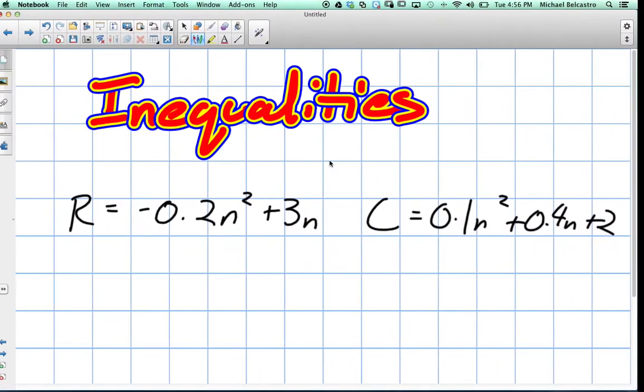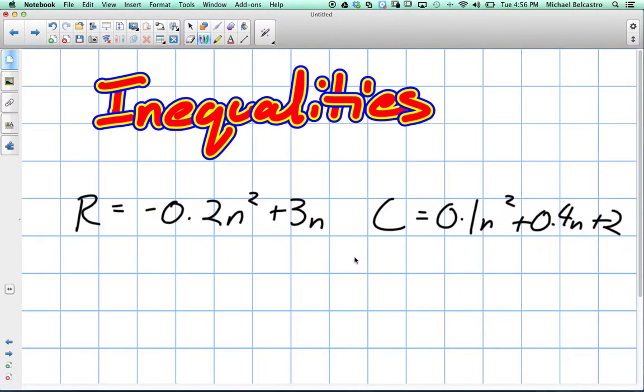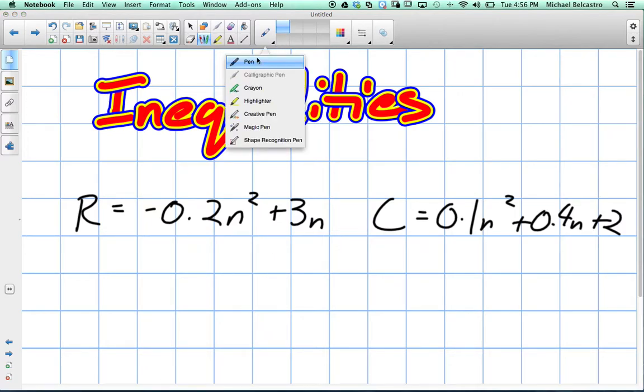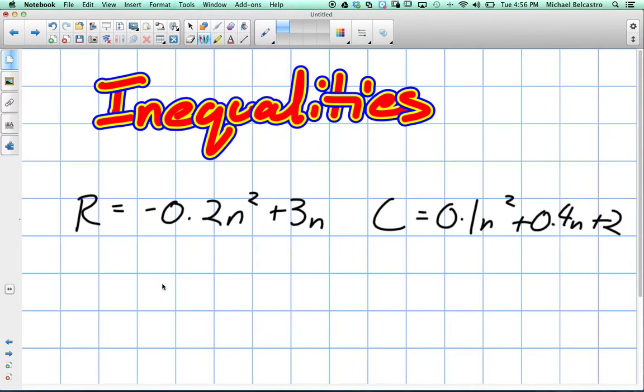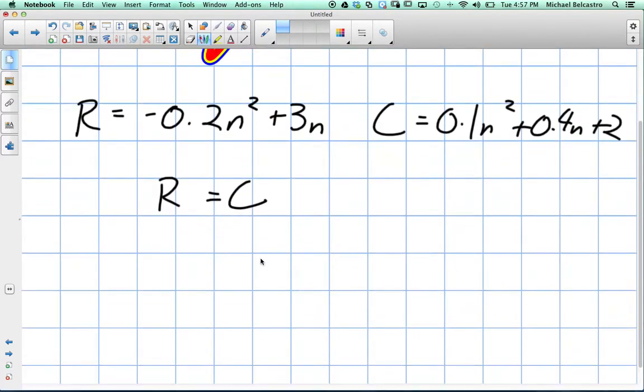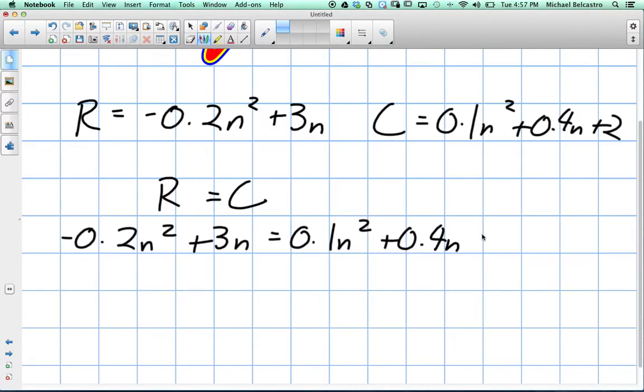So one way we can figure that out is to figure out where the two points are. We can set the two equal to each other to find break-even points. Say I was having trouble graphing it and I just want to know my break-even points. Well, one of those things would be where I would set R equal to C. Okay, so let's set these two equal and find our break-even points and see if we get what they had. So negative 0.2n squared plus 3n is equal to 0.1n squared plus 0.4n plus 2.